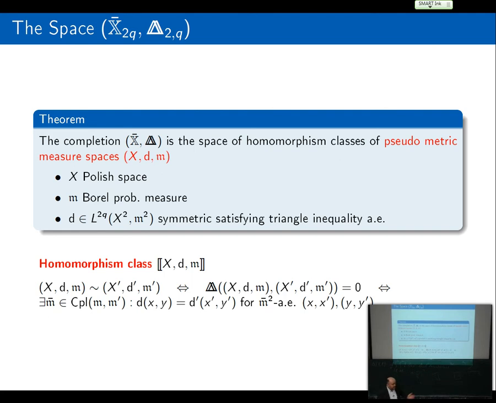Pseudometric, I think various people use it in various ways. This is very similar to what we already discussed about the triangle inequality. Question? The only way the topology on X comes in is through the measure. No, D is not continuous. It's measurable. It's an L2 function. L2 means measurable. But typically, it will not be continuous.